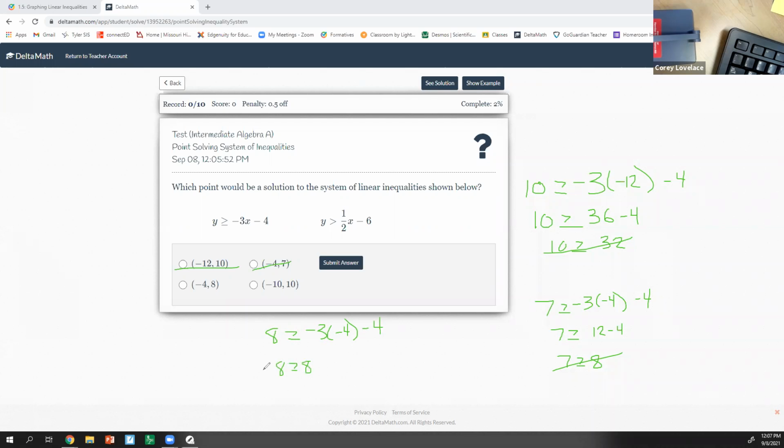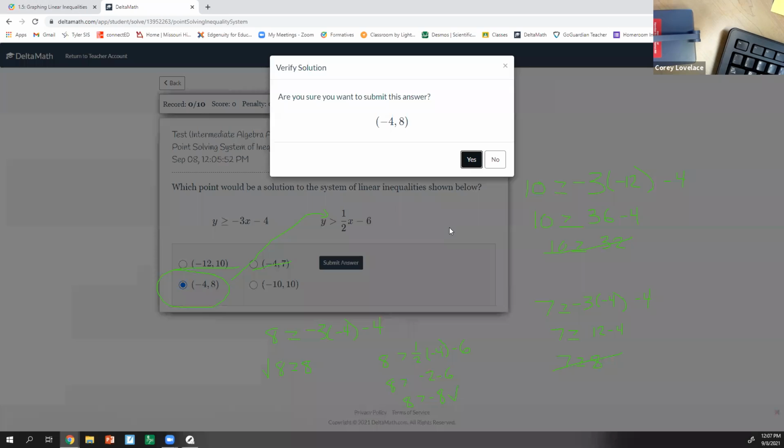That's true, but that doesn't mean that's my answer, because I got to check to make sure it works in the up one. So I would do over here, 8 is greater than a half times negative 4 minus 6. So 8 is greater than -2 minus 6. So 8 is greater than -8, which is true. Since that point here worked in both of them, that's my answer. So I choose that, submit it, yeah, we got it.